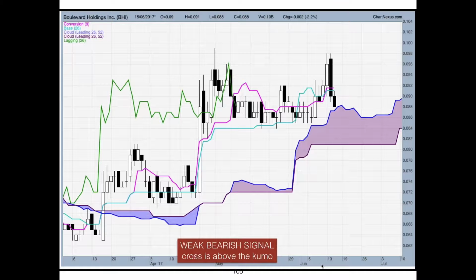A weak bearish signal happens when the price breaks below the Kijun-sen while it is above the Kumo. B price broke below its Kijun-sen, but it managed to stay above the Kumo.